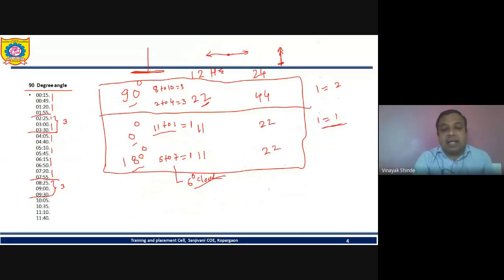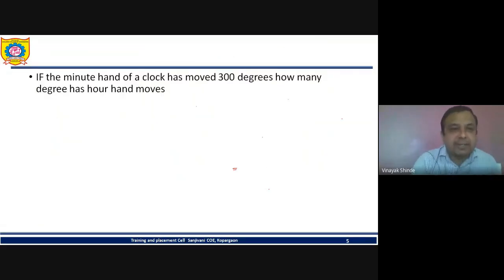And these are the analyses related to 0 degree, 180 degree, and 90 degree. Do remember these, because they are very, very important. Let us go for the numericals. First question: if the minute hand of the clock has moved 300 degrees, how many degrees has the hour hand moved?